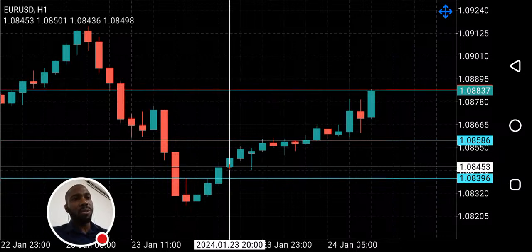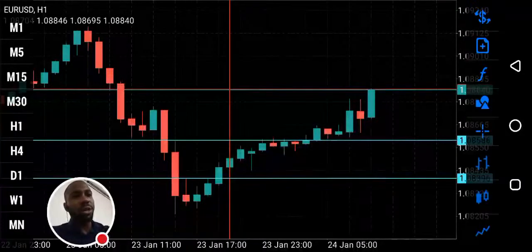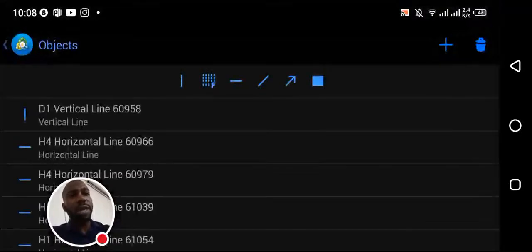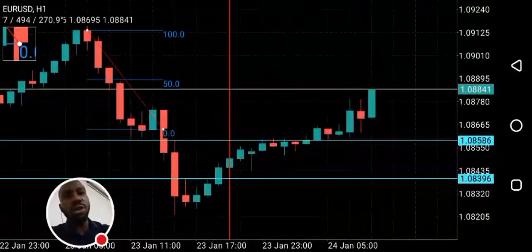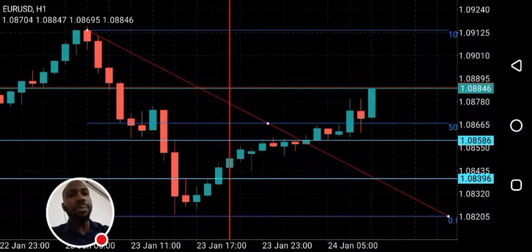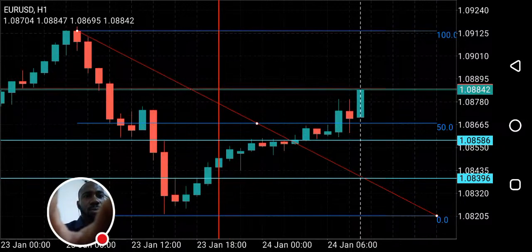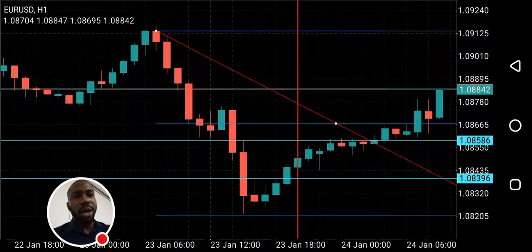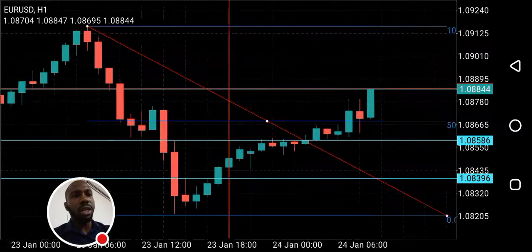So best is to wait for price to pull back before you execute a buy trade. If we apply Fibonacci on this previous range, this bearish move, you will see that price is currently at premium, which is not a good time to buy. Wait for price to pull back to discount before you execute a buy trade.